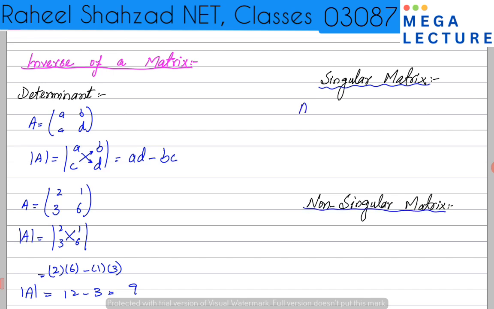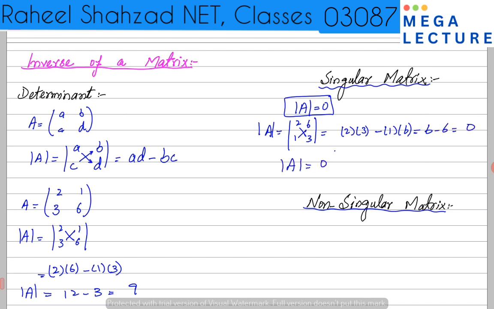Such matrices in which the determinant becomes 0 are known as singular matrices. For example, we have a matrix A = [2, 3; 1, 6]. If I take its determinant, it's going to be 2 into 3 minus 1 into 6, that is 6 minus 6, which is equal to 0. So a singular matrix is one in which the determinant is 0. A non-singular matrix is a matrix in which the determinant is not equal to 0. It can be positive or it can be negative.